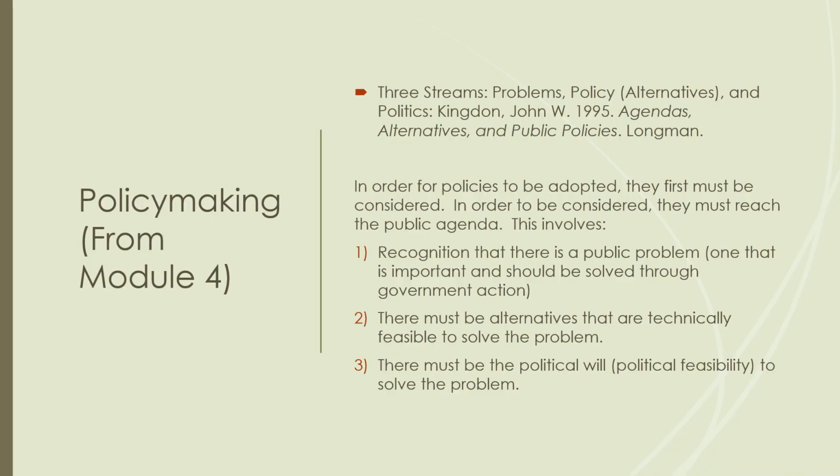Now, referring back to the previous module, remember we talked a little bit about Kingdon and the three streams approach. This comes from his book, Agendas, Alternatives, and Public Policies. And one thing to keep in mind is that in order for something to reach the public agenda, there needs to be recognition that there's a problem.